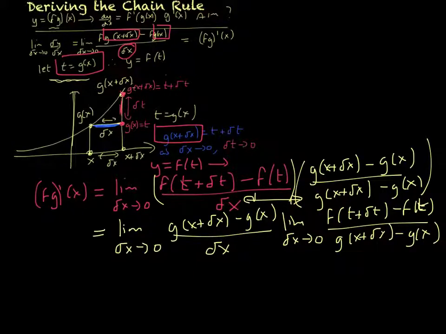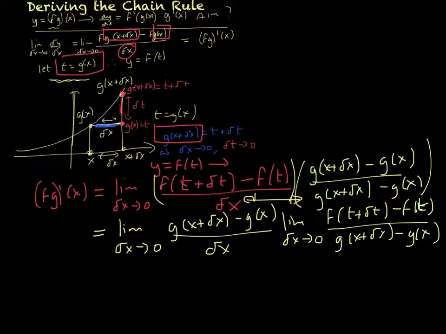Again, doesn't quite feel right, but it will do. This is clearly g dash of x. Fantastic, that's what we wanted, g dash of x here. This thing on top is with respect to t. Here though we've got delta x tends to 0, and here we've got stuff to do with x as well. But remember that g of x plus delta x is the same as t plus delta t, and g of x is the same as t. Also remember that as delta x tends to 0, delta t tends to 0.